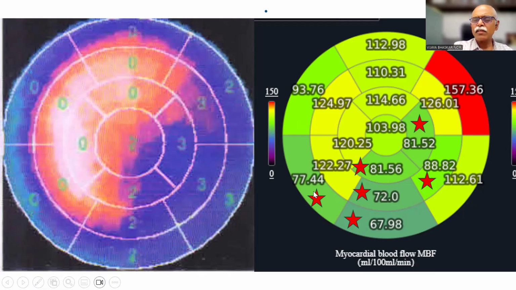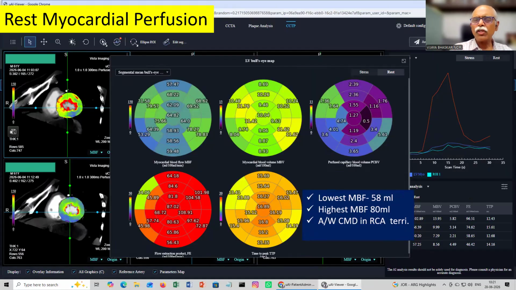4 of the segments in RCA territory are showing less than 100 ml per 100 ml per minute, stating that these are significant hemodynamic ischemia. And in LCX territory, there are 2 segments that are showing less than 100, 81 and 88. Similarly, the same thing is seen on a nuclear stress perfusion study. So there is a very good correlation between the nuclear SPECT stress perfusion study and the CT perfusion study.